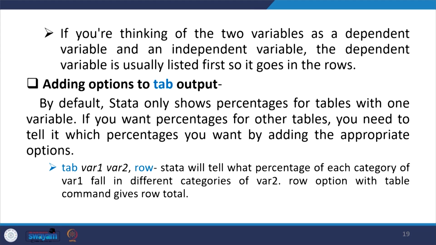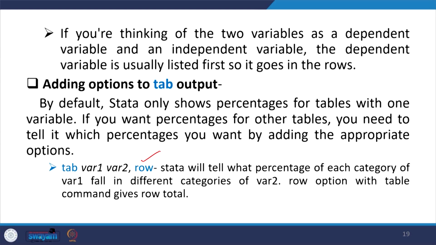If you are thinking of two variables as a dependent variable and an independent variable, the dependent variable is usually listed first, so it goes in the row. When we do cross tabulations or derive this kind of two-way table results, we should keep in mind which one is going to be the dependent variable and which one the independent variable, so that you will have more meaningful interpretations.